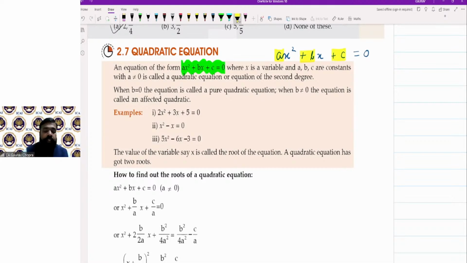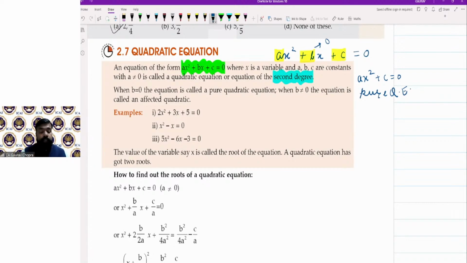And here the degree is 2. Degree means the power, the maximum power of the variable is 2. If, let's say, b becomes 0, then what is left? We are left with ax square plus c equal to 0. Then this is known as a pure quadratic equation. All right.